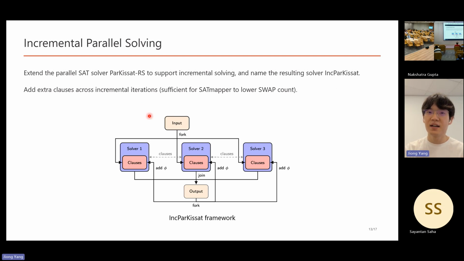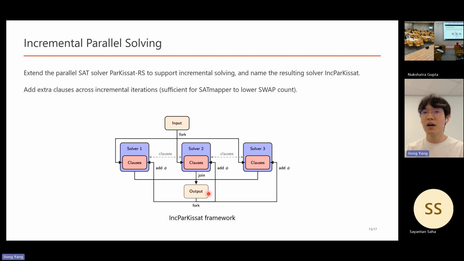Inc ParKissat takes the CNF as input and initially forks multiple solvers to run in parallel. In our implementation, we use Kissat with different configurations as the underlying SAT solver, following ParKissat-RS. Every solver keeps an individual copy of the input CNF and maintains its own clause database throughout the run. During the solving process, different solvers communicate with each other by exchanging important learned clauses to facilitate the global solving. When a solver finds a solution or proves UNSAT, a global termination signal is sent to the other solvers, and all the solver threads join the main thread.